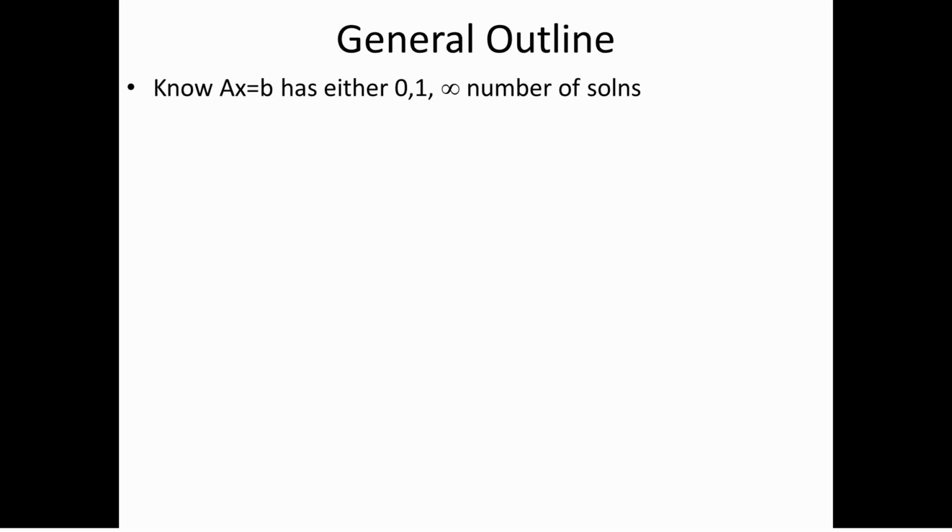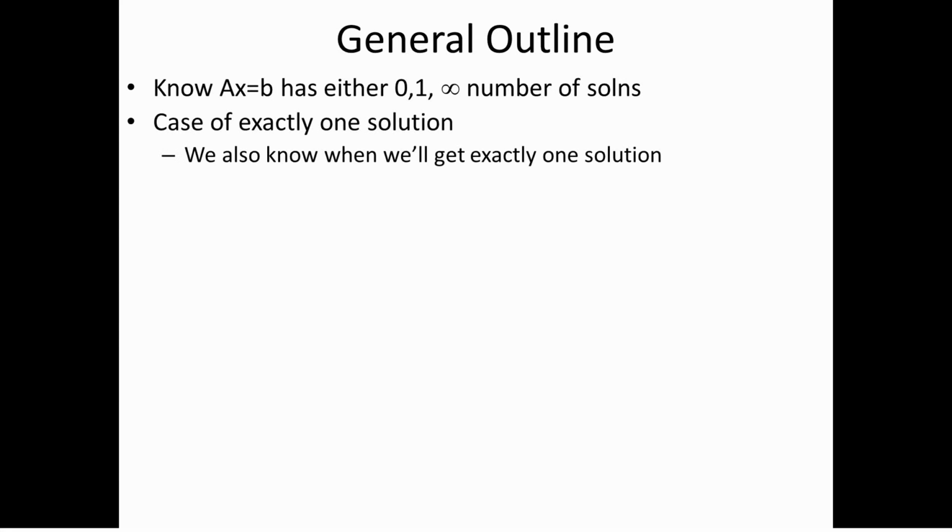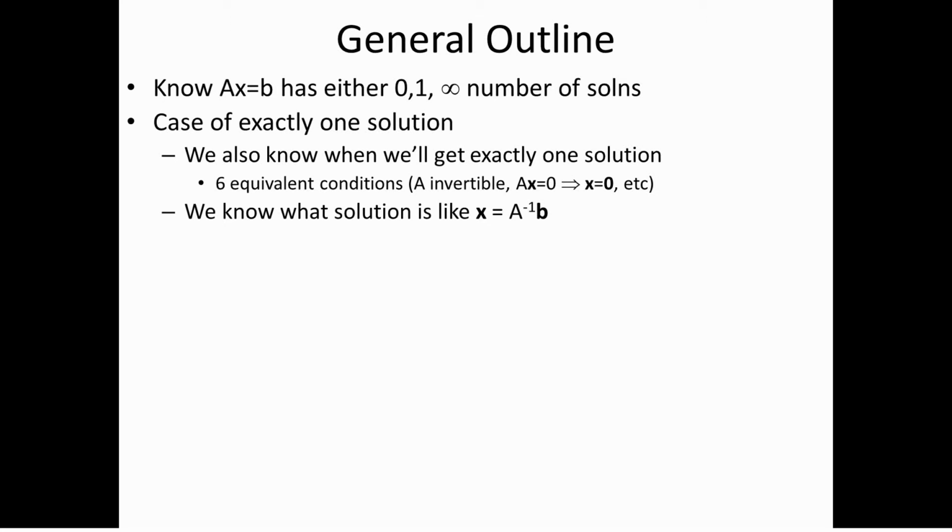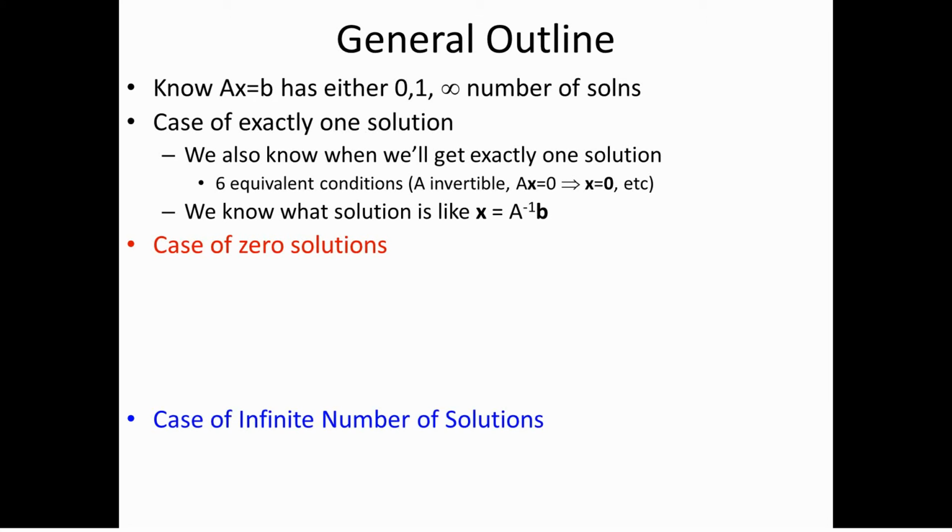And here's the basic idea. We proved before that a linear system can have 0, 1, or an infinite number of solutions. In the case of exactly one solution, we've pretty much beaten to death. We know exactly when we're going to get one solution. We had those 6 equivalent conditions, right? And we also know exactly what the solution is going to look like. When there's exactly one solution, we can always invert the matrix and we get our solution. But there are two cases that we haven't considered. The first is the case where there are no solutions, and the second is the case where we have an infinite number of solutions.